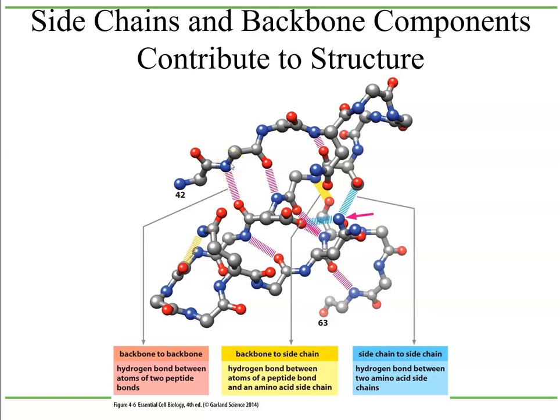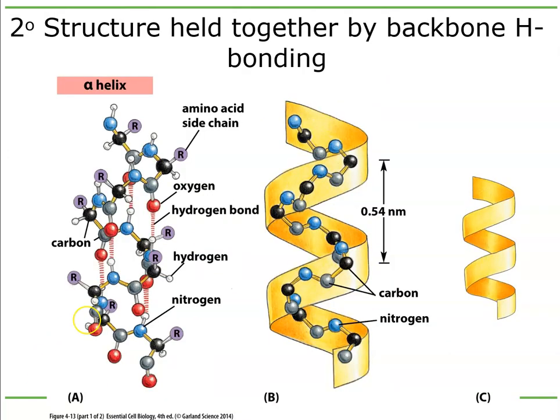So next we can look for one of these side chain interactions. This one's a little hard to see, where we have a backbone to side chain interaction. So this is going to be more tertiary, with a hydrogen bond between atoms of a peptide and an amine group. And then we have a side chain interaction. So this is definitely a tertiary structure interaction happening between the two different side chains.